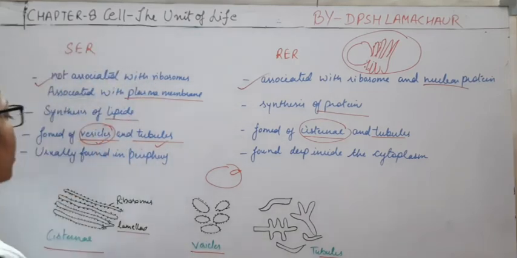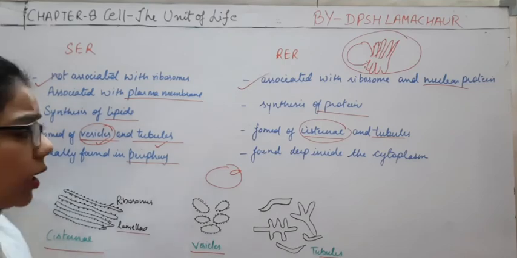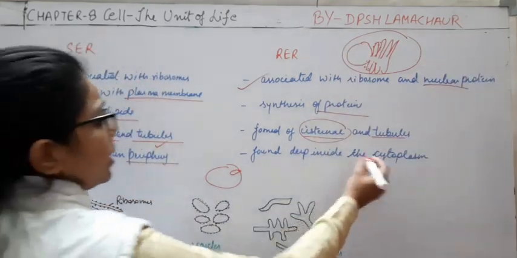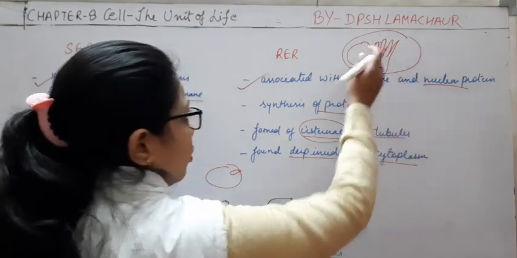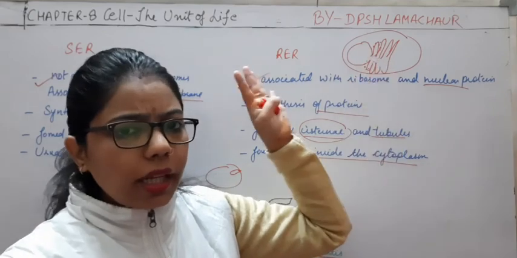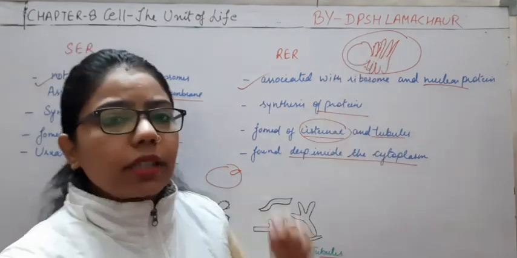Okay, and the last one, they are found in the peripheral end. It means towards the outer side. Okay, and these are found deep inside the cytoplasm. Why? Because they are present towards the nucleus, so they are deep inside the cytoplasm.